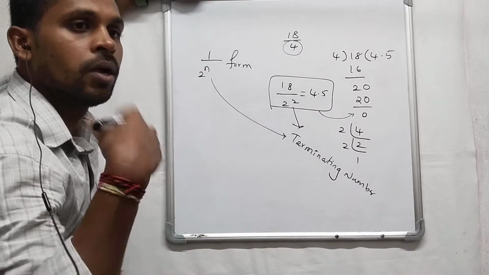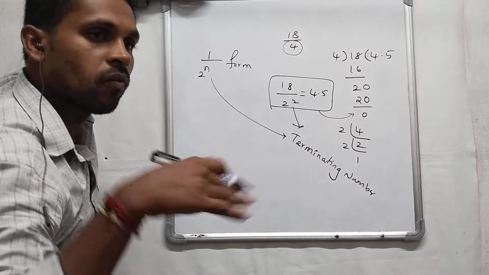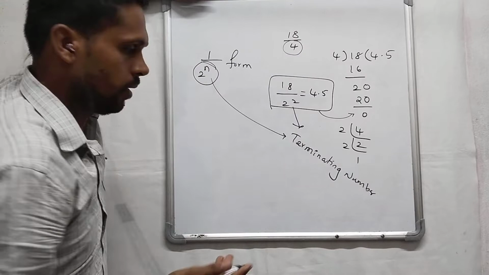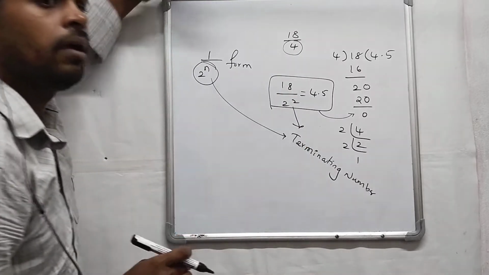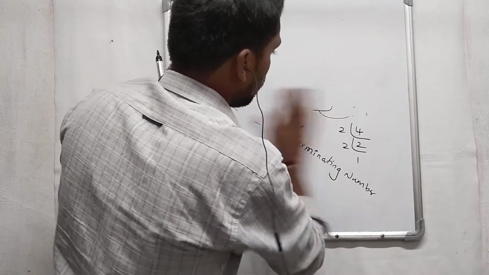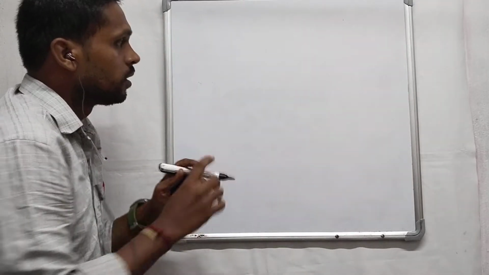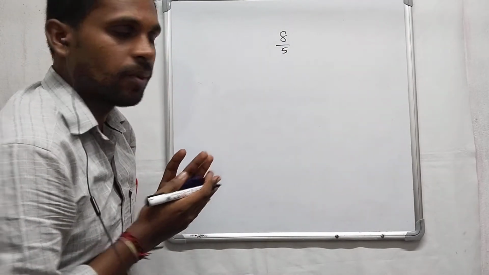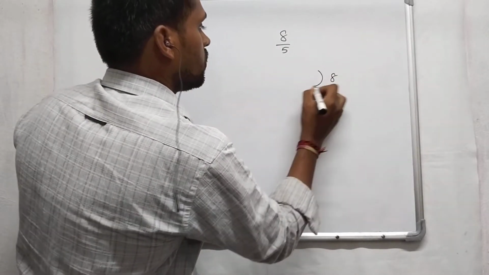That is 2 power 1, 2 square, 2 cube, whatever it is. If a denominator is in the form 2 power n, then definitely it is a terminating number. Let me take one more example. Divide 8 by 5.